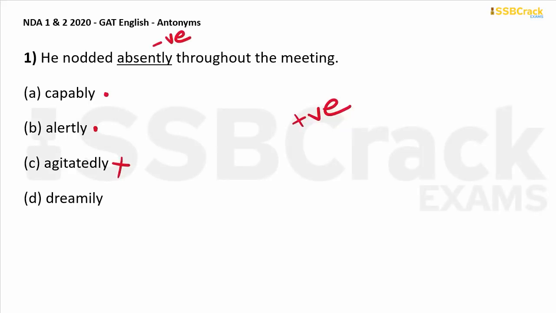And dreamily means when you are in a kind of a dream. Again, you can cross this out. Dreamily means absently. Obviously, when you are dreaming about something, you're not concentrating on the work that is at your hand. You are doing that work absently. Capably means when you're doing something with a lot of capacity, with a lot of potential, very skillfully. Now, this has nothing to do with not doing the work or not being attentive into the work. So you can cross this out as well.